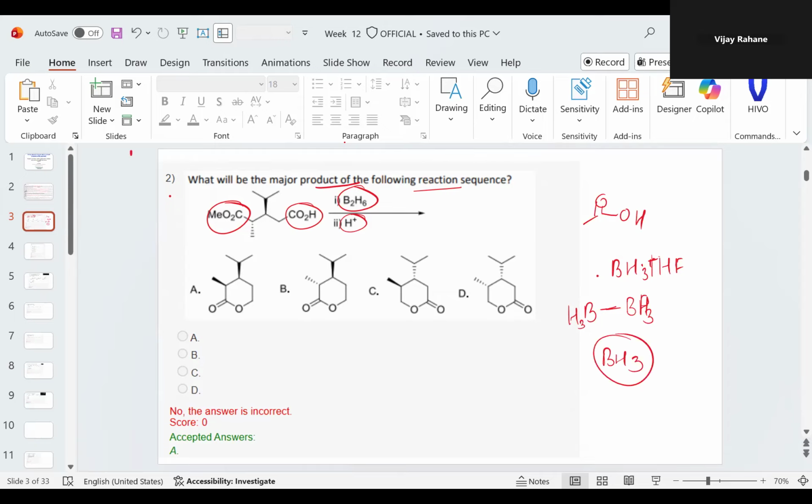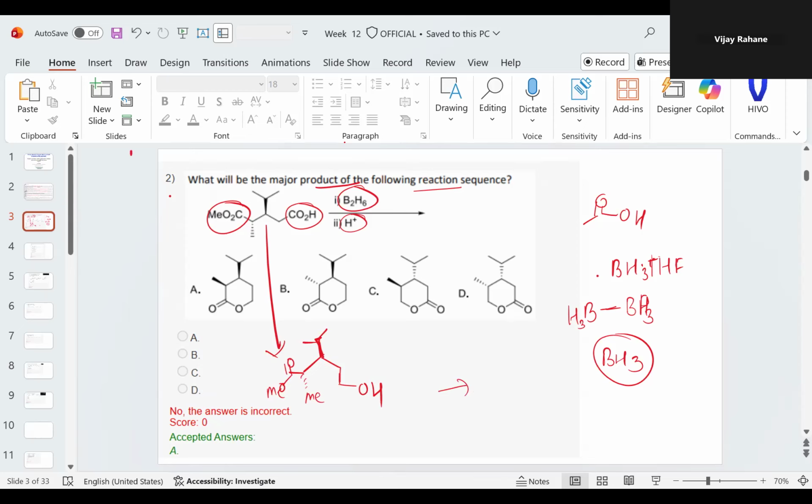And if you look at the reactivity of the BH3, it shows more reactivity towards the acid than the ester. So the acid is going to get reduced to the corresponding alcohol, right? So what intermediate do we get here? I will directly draw the intermediate. We have this chiral center remaining as it is. Now here we get CH2OH, right? And in this case, we have C double bond OMe, and here a downward directing methyl group.